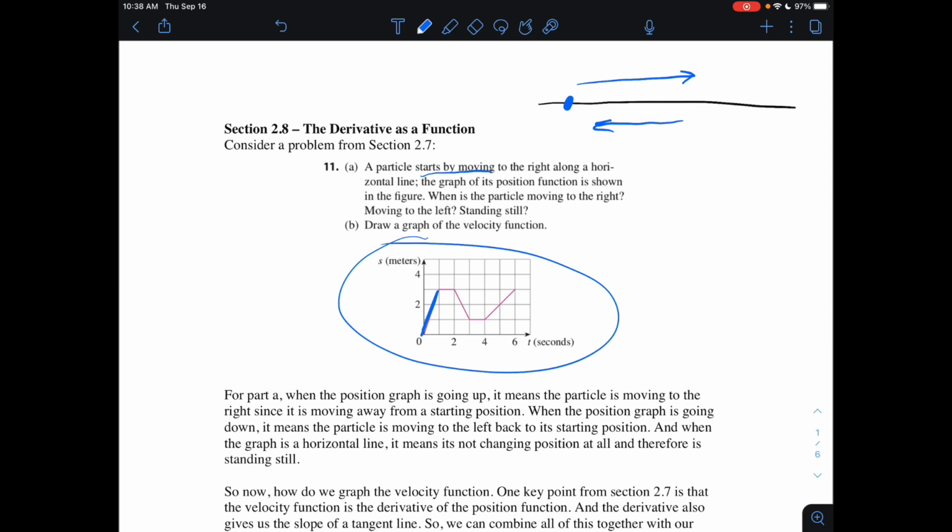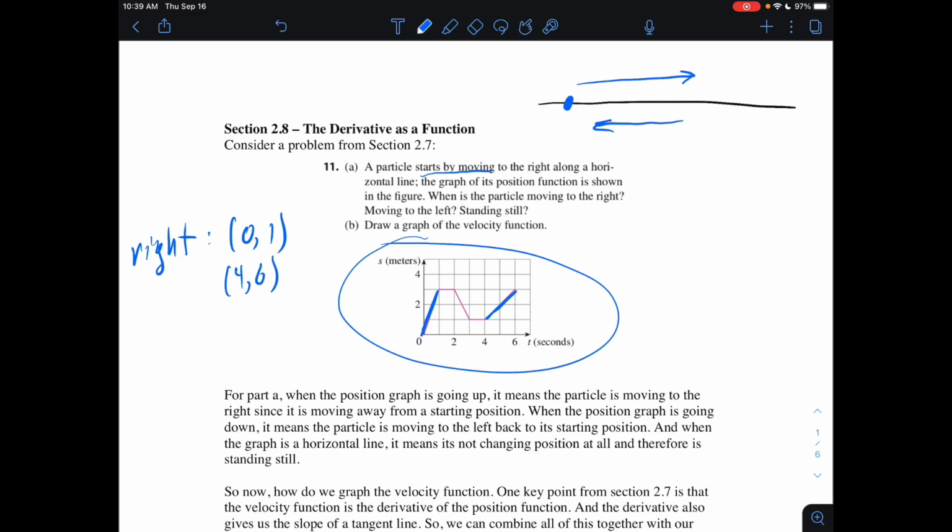So we definitely have that it's moving to the right, starting at time equals 0 seconds, and then ending at time equals 1 second. So we've got from 0 to 1 seconds. We also see that there's another place where the particle is moving to the right, and that's the other part of the graph where it's increasing. It's going up as it's moving to the right. Here this is just from 4 seconds to 6 seconds.